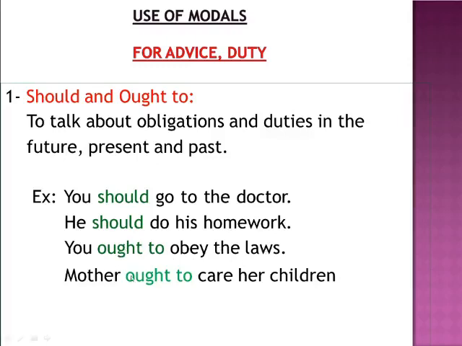Mother ought to care for her children. It is not only the duty of the mother; the father can also do the same thing. But normally the rule is an unwritten law that it is the duty of the mother to take care of her children, though the duty can also be done by the father. Mother ought to care for her children.